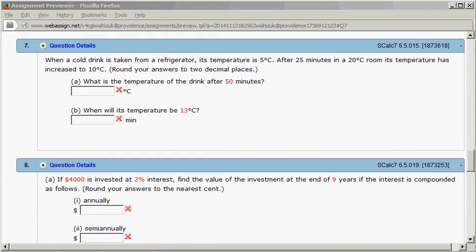Alright, let's look at homework 6.5, problem number 7. A cold drink is taken from the refrigerator and the temperature is 5 degrees Celsius. After 25 minutes in a 20 degrees Celsius room, its temperature has increased to 10 degrees Celsius. So this is actually not cooling, it's warming up, but we can apply the same formula. So let's do this one.